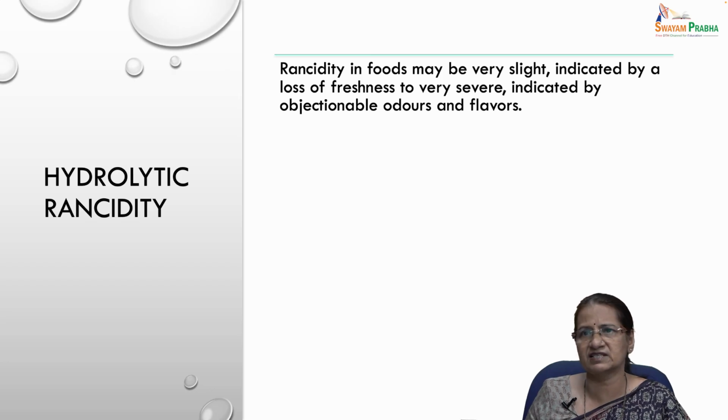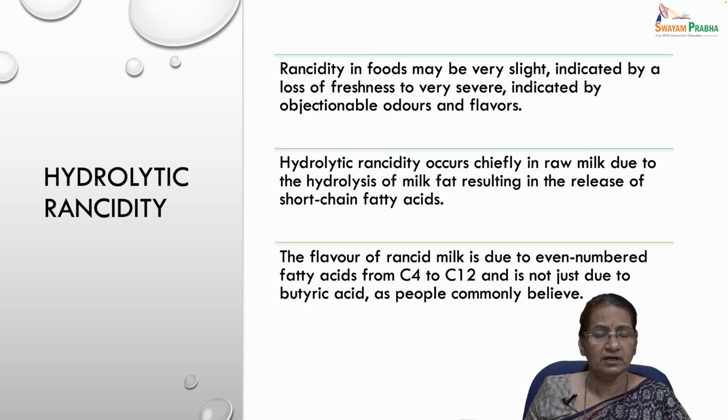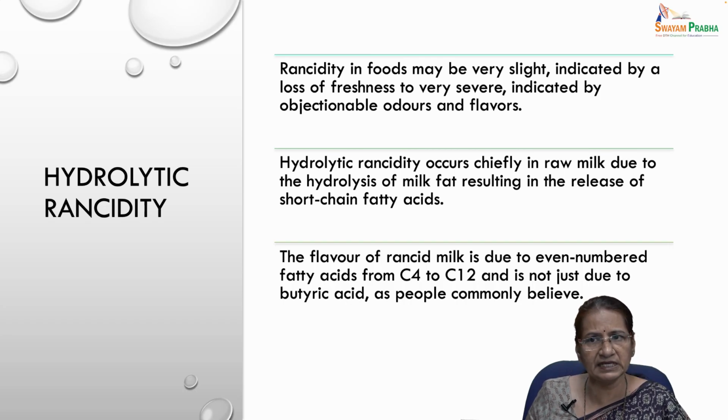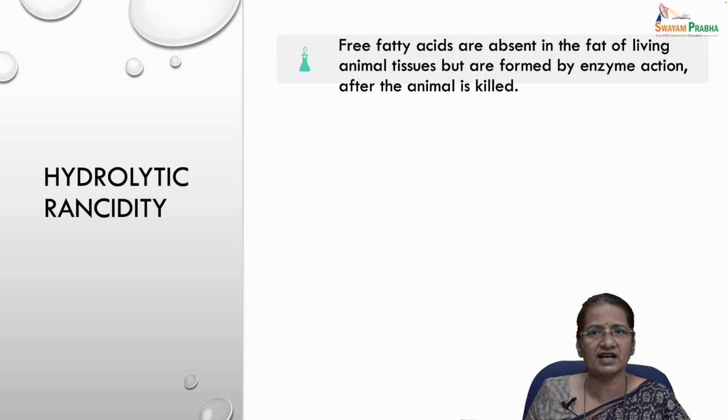Rancidity in foods may be very slight, indicated by a loss of freshness, to very severe, indicated by objectionable odors and flavors. Hydrolytic rancidity occurs chiefly in raw milk due to the hydrolysis of milk fat, resulting in the release of short-chain fatty acids. The flavor of rancid milk is due to even-numbered fatty acids from C14 to C12 and is not just due to butyric acid as people commonly believe. Free fatty acids are absent in the fat of living animal tissues but are formed by enzyme action after the animal is killed.